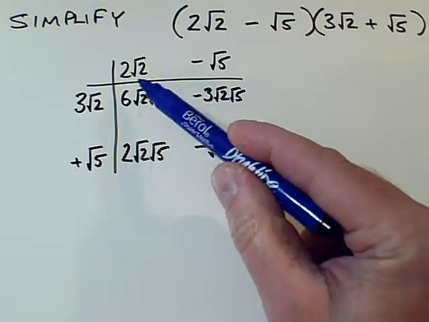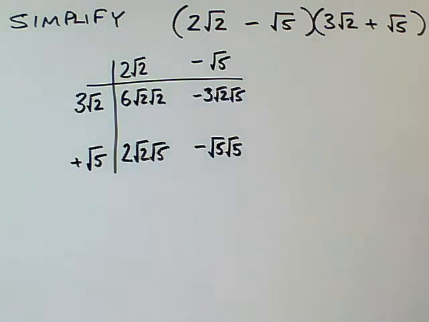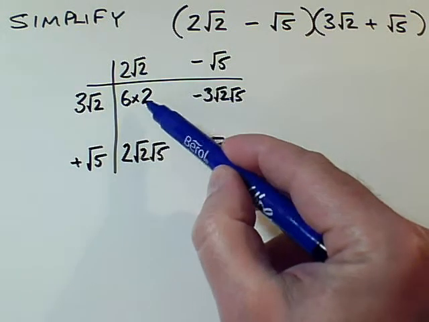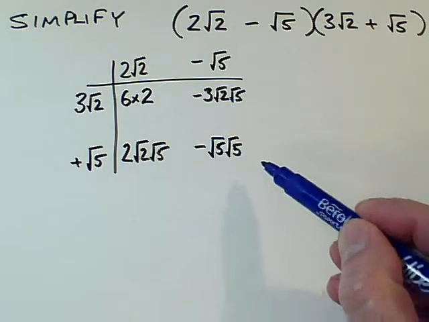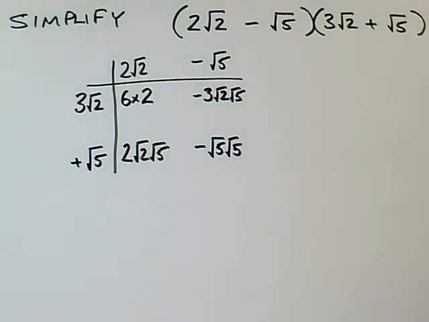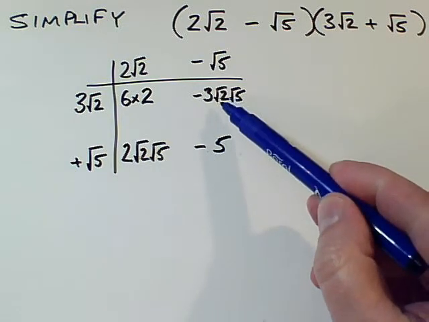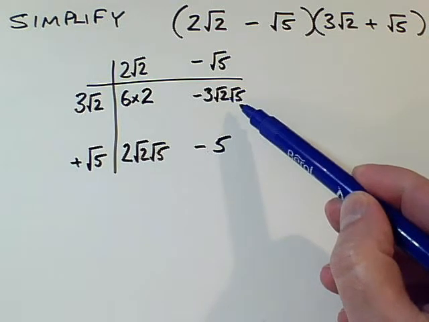So in this one, root 2 times itself, well, the job of root 2 times itself is to equal 2. So this becomes 6 times 2. In this corner I've got root 5 times itself, and the job of that is to equal 5. And then in the other two positions I've got root 2 times root 5.